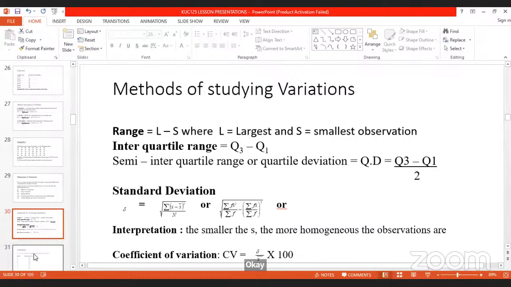But that notwithstanding, the differences in terms of what the observations are from the measure of central tendency, which is the mean, is what gives us the deviation. The deviation can be positive or negative. And mostly if you sum the deviations, they will give you 0.